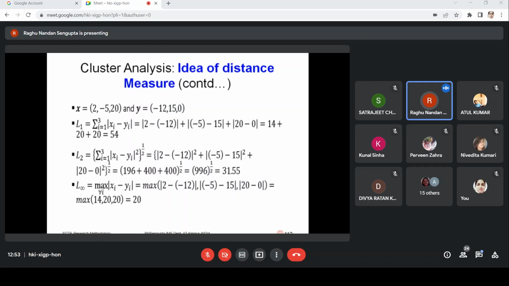So if you are using the L2 norm, you are bound to get only one answer if it is correct. In the other case, if you are using the L1 norm, even if it is correct, you can arrive at multiple values depending on how you have taken the distance measure.